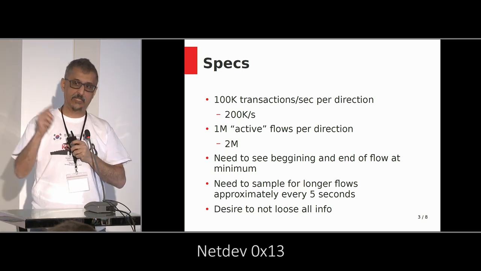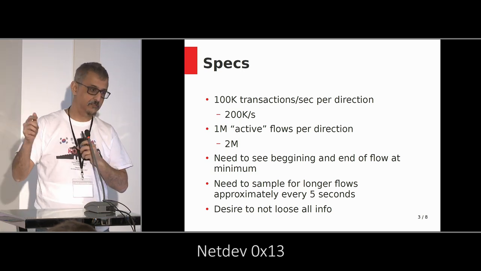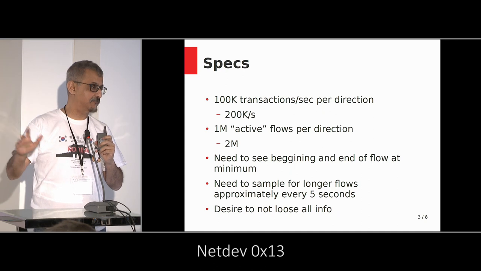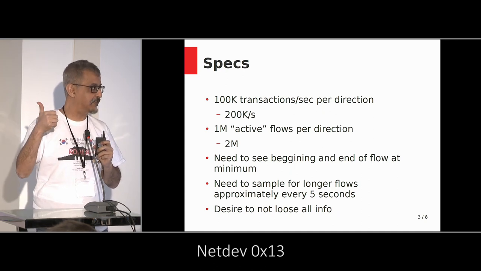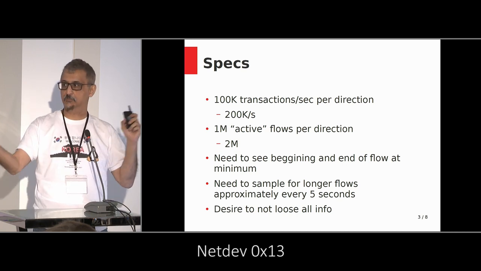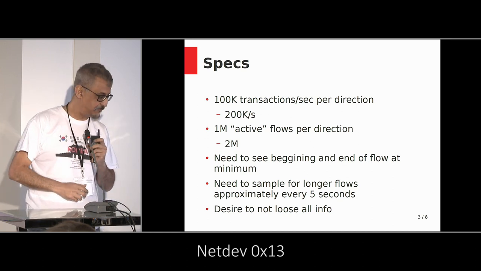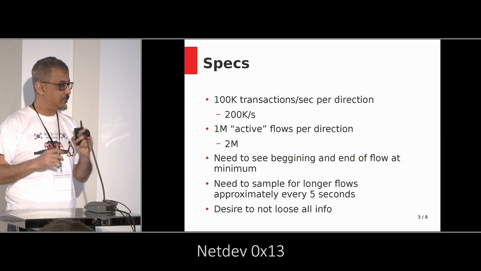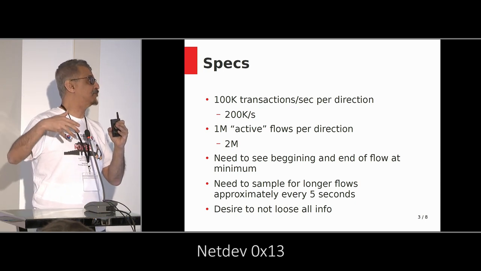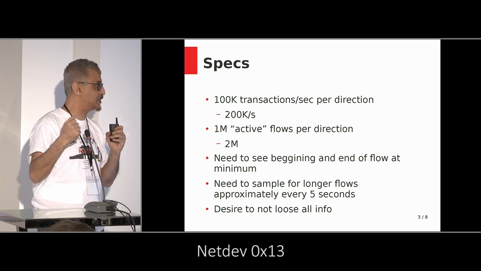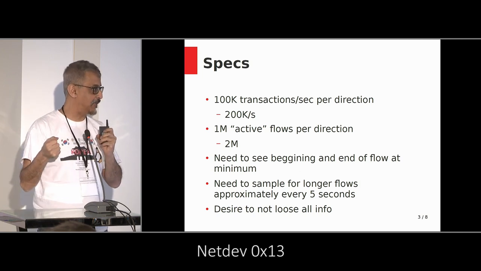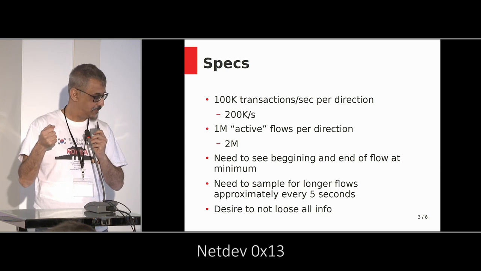We need to see the beginning of the flow and the end. The end is easy. If we forget to poll or we are too slow, there's a Netlink event that happens that we listen to. It seems everybody is using that event. The beginning is kind of hard. If we time it and we poll at the right moment, we'll be able to acquire this stat.